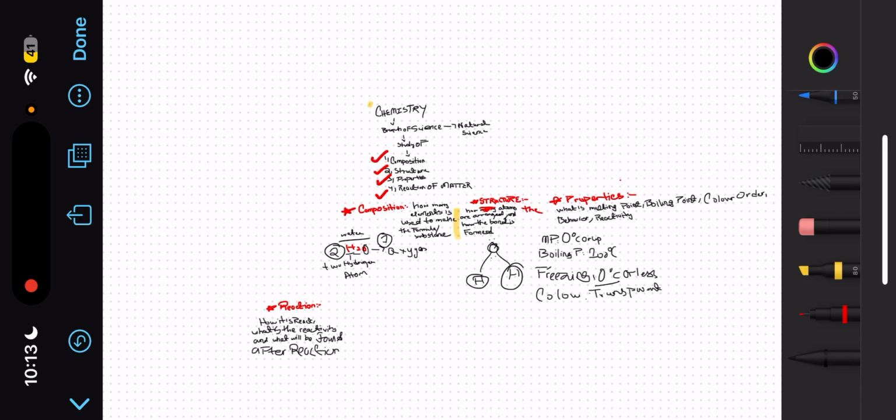I hope you understand the basics of chemistry: in chemistry we discuss four categories, composition, structure, properties, and reaction. The task for today is that you have to tell the composition, structure, properties, and reaction of methane, which we write as CH4. I will share the homework answers tomorrow, but try. And from tomorrow we will start our chapter 1, state of matter.